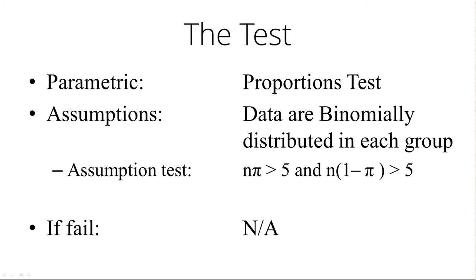So the parametric test is the proportions test. It assumes the data are binomially distributed in each group, and that n times pi is greater than 5 and n times 1 minus pi is greater than 5. Since we don't know pi, we're going to be using p.